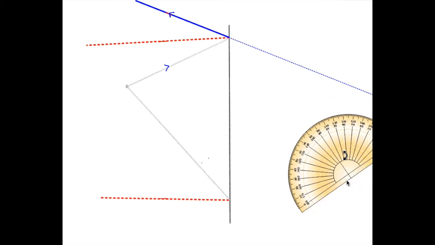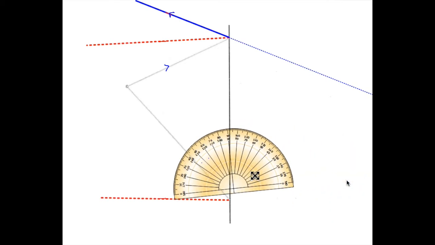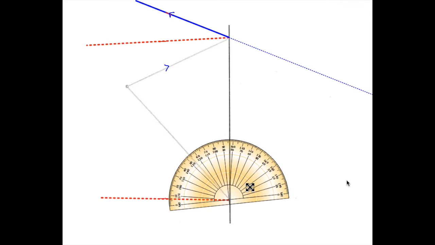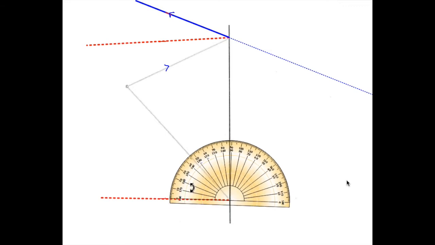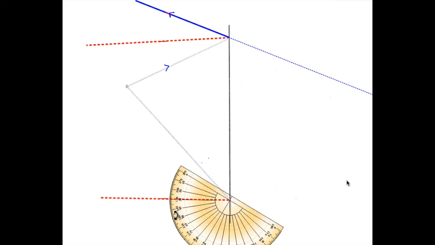Now I'm going to measure my angle of incidence. Get my vertex lined up. I've got to get a 0 lined up. It's hard to get it exact on here. And now you can tell that's like 10, 20, 30, 40, 47 degrees. So I want 47 degrees on the other side. So 10, 20, 30, 40, 47 degrees on this side.